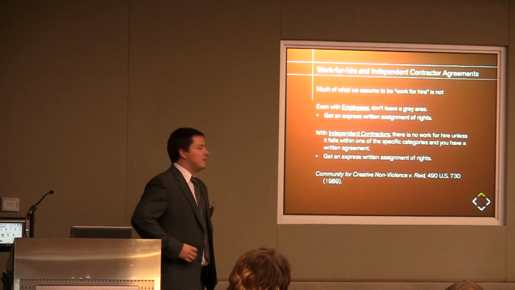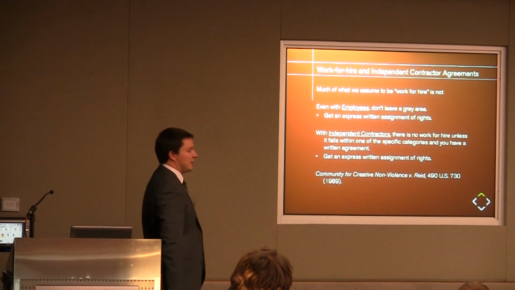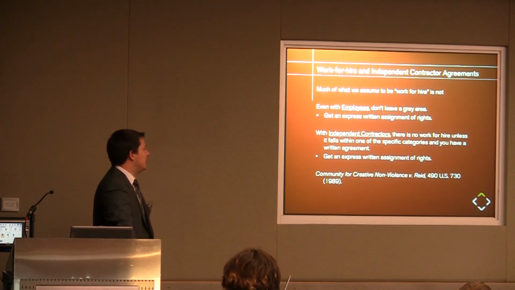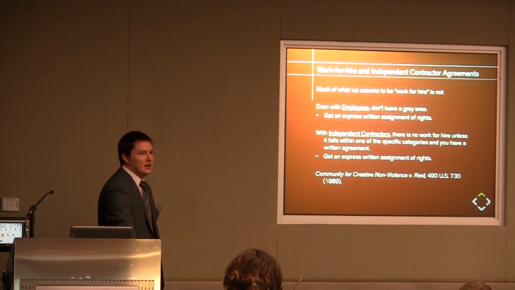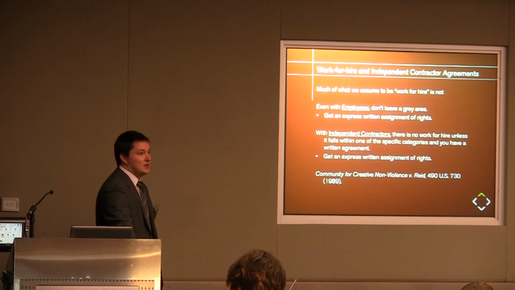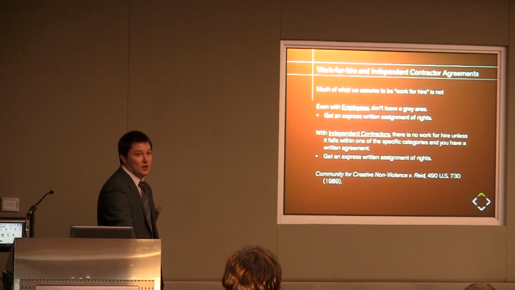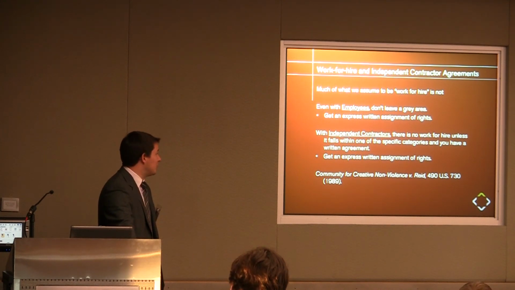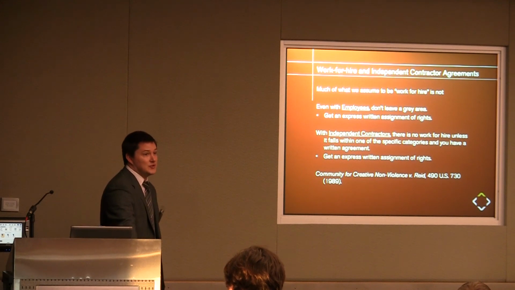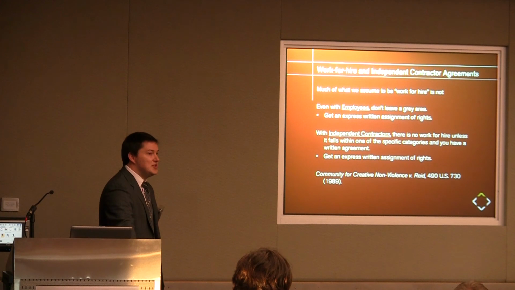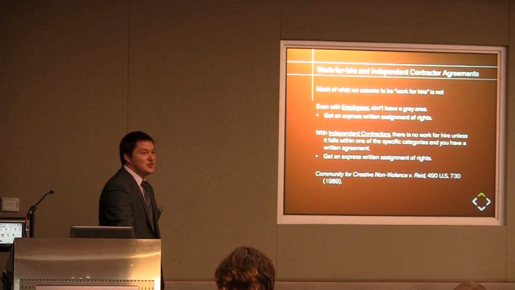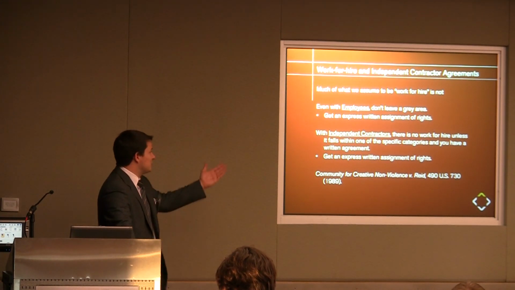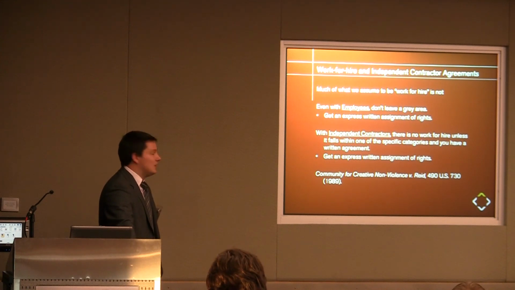And the danger comes from, this is a Supreme Court case, 1989, and it's very clear. If you use independent contractors, which a lot of startups do because they can't afford to have a huge employee legion doing all the dirty work for them. What do you do? You outsource. You get people to help build the code or build the website. When you're using independent contractors, there is no such thing as work for hire unless it falls within one of those specific categories. So get a written agreement. Get an express assignment of rights.